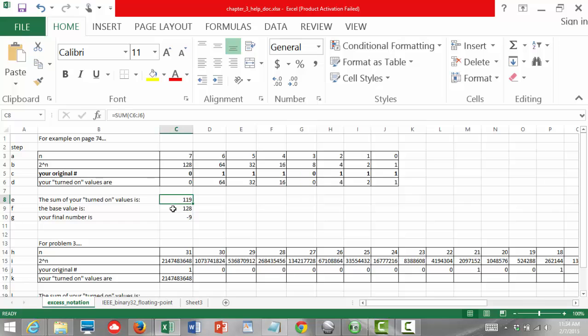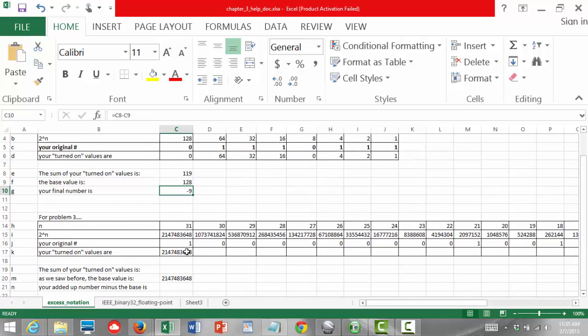And I have to subtract then the base value that I was using. That's dictated by the leftmost bit, which was 2 to the 7th, so I have to subtract 128 from 119. That's how I got to -9. So I have a little calculator that will tell me that.